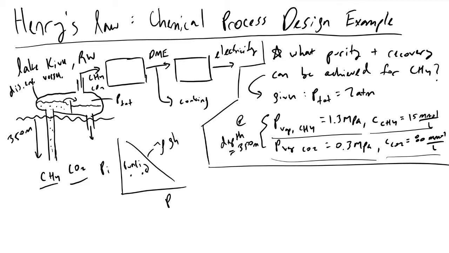We can move that methane into a chemical reactor to produce dimethyl ether, and from there we can get the electricity and cooking oil that we need. Before I jump into the details of how to solve this, it is important to note that because we are dealing with very dilute systems here, you'll note 15 millimoles and 80 millimoles per liter are very dilute, Henry's law applies.